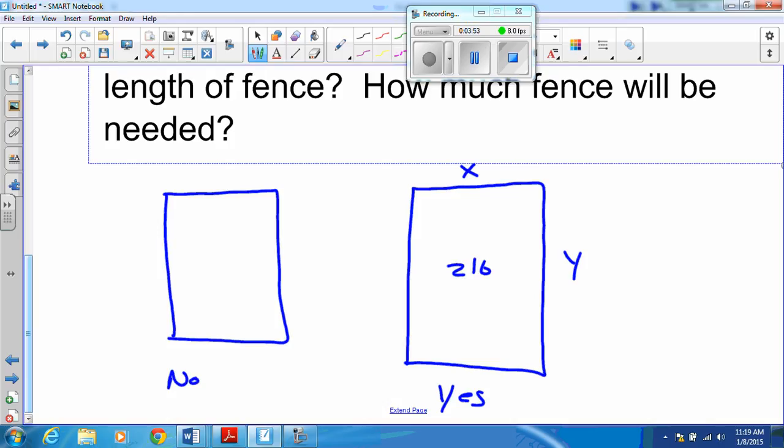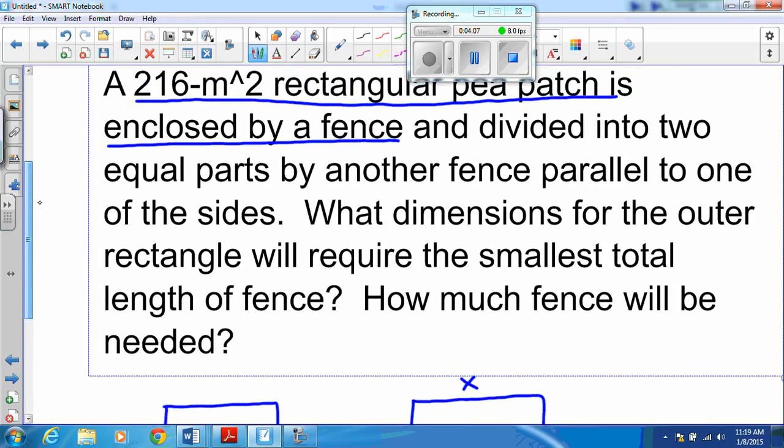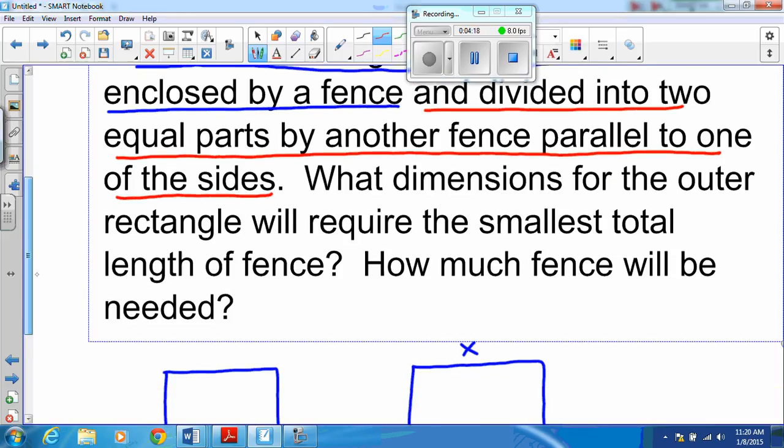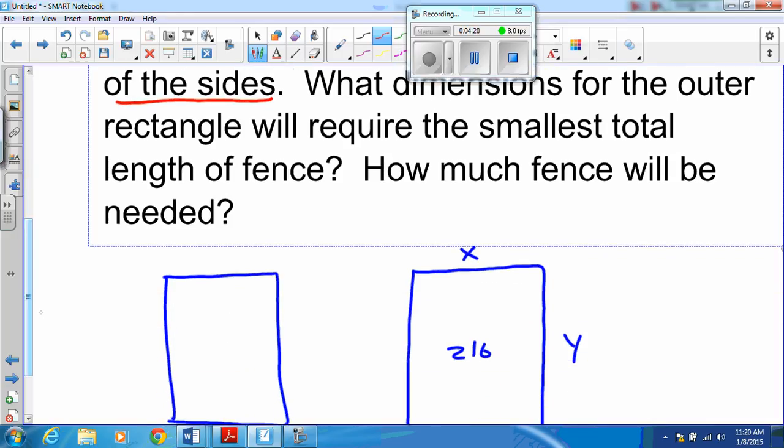This is the basic thing that we do in math, right? You don't know what something is, you call it. And so I called them X and Y. You might have called them M and N, or Fred and George. I don't care, as long as you're calling them something. And now we're told a second thing, that it is divided into two equal parts by another fence, parallel to one of the sides. Go ahead and draw that situation.